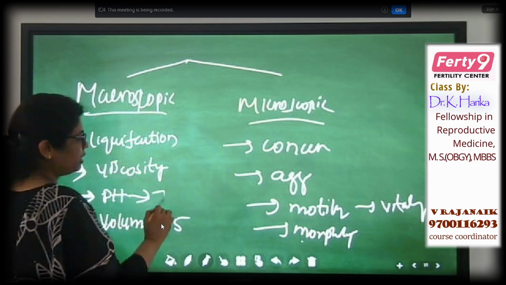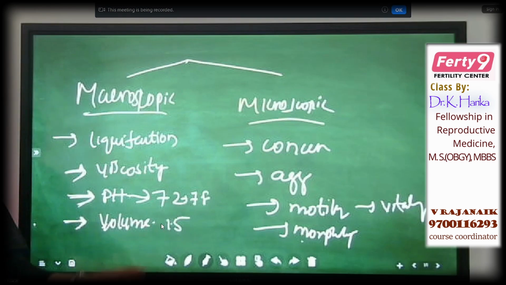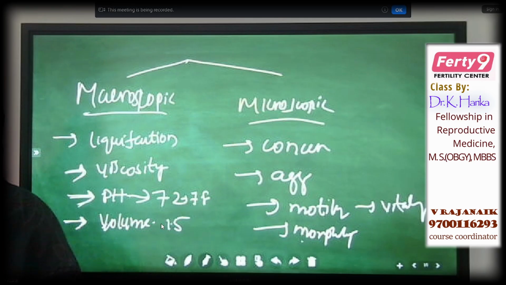Next is pH. It is usually between 7.2 to 7.8. It is alkaline, because seminal vesicles produce fluid that contains more basic compounds, and prostatic secretions are a little acidic. Because most of the secretions come from seminal vesicles, seminal fluid itself is alkaline. Suppose there is any infection, seminal vesiculitis or prostate infection, obviously what will happen? It will become acidic.